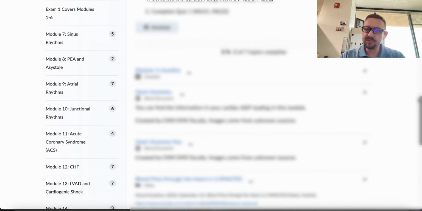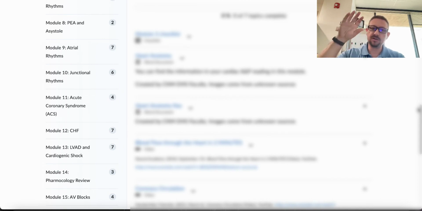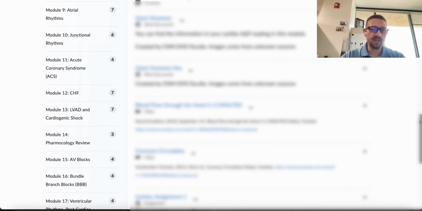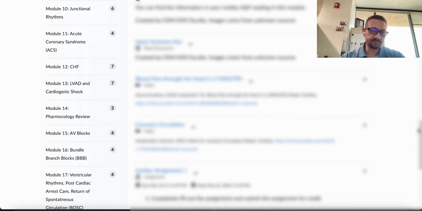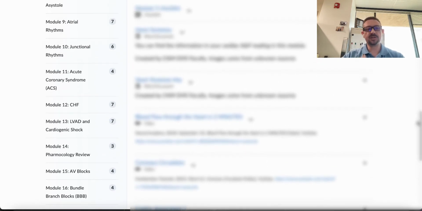Then we'll look at sinus rhythms, the abnormal forms of sinus rhythms. We'll look at PEA and asystole, atrial rhythms, so rhythms that are in the atria but maybe aren't originating from the sinus node. Junctional rhythms, that's the junction between the atria and the ventricles, kind of think of where the AV node is. And then we'll talk about acute coronary syndrome and CHF as some disorders, move on to LVAD and cardiogenic shock, and look at 12-lead ECGs as we progress through the rest of our content. So we've got a lot to cover here, but that's kind of the orientation to how all of this comes together.